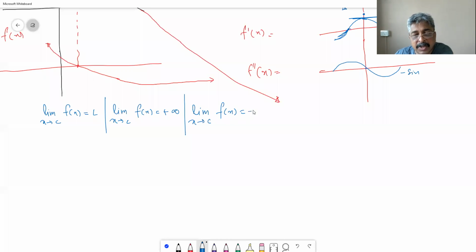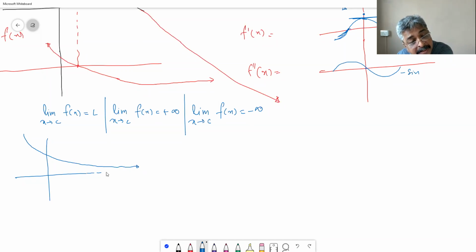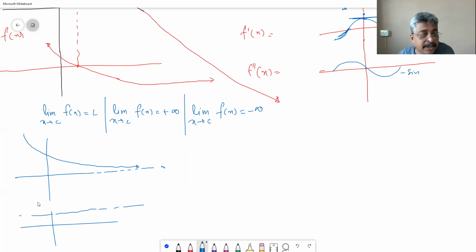So now let us complete the job of writing definitions. A few more definitions which we are supposed to write are, say for example, again in the limit only. Now our limit definition is limit as x tends to c of f of x is equal to L. We did it for limit as x tends to c of f of x is equal to plus infinity. We also did it for limit as x tends to c of f of x is equal to minus infinity. Now, but then the function could be like this.